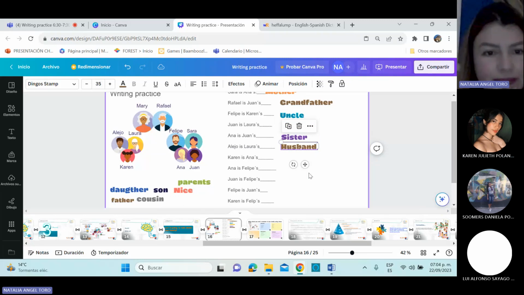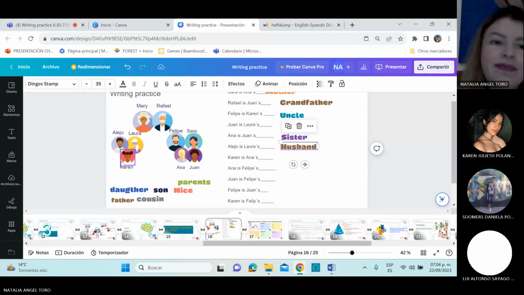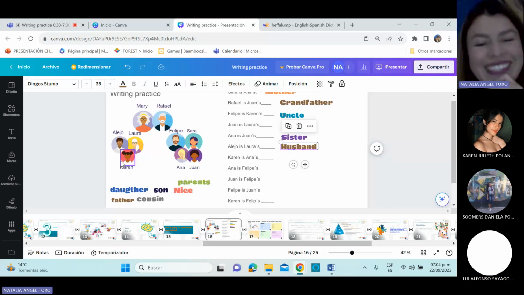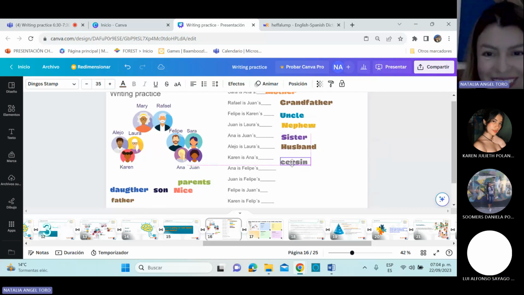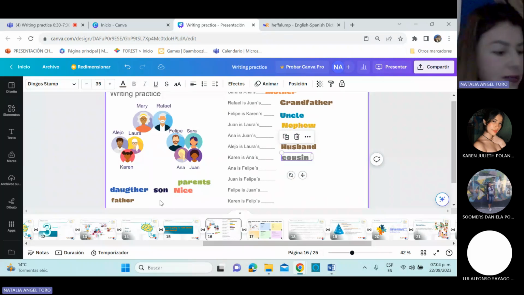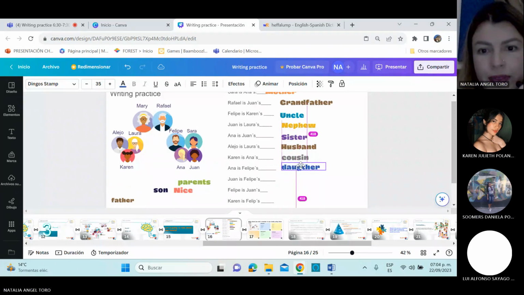Luis. Karen is Anna's, you already said the word, yeah, is Anna's cousin. Very good, yes. Summers. Anna is Felipe's daughter. Anna is Felipe's daughter. Very good, yes.